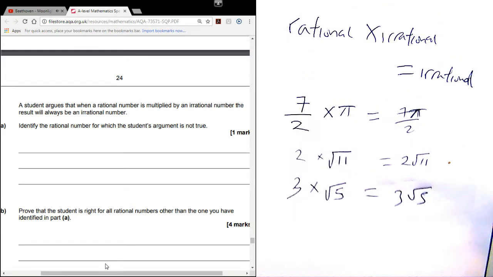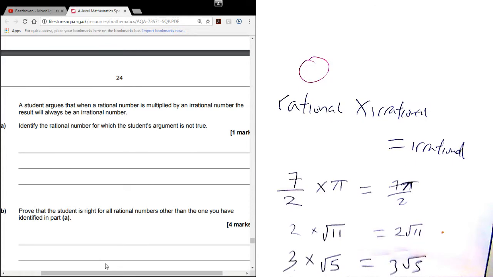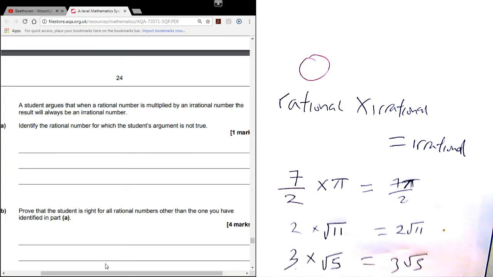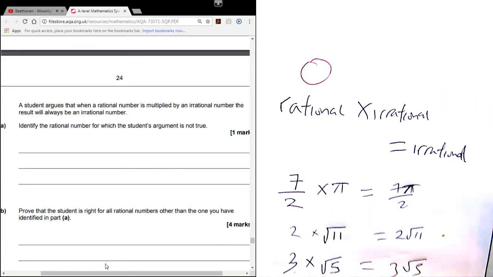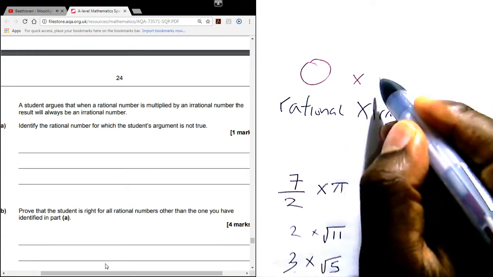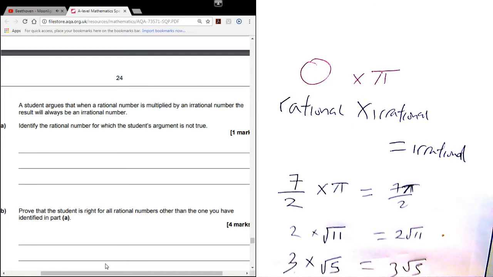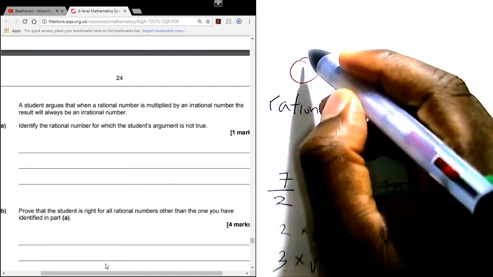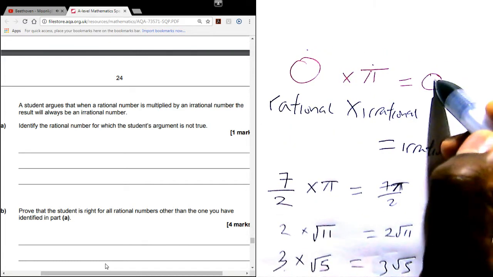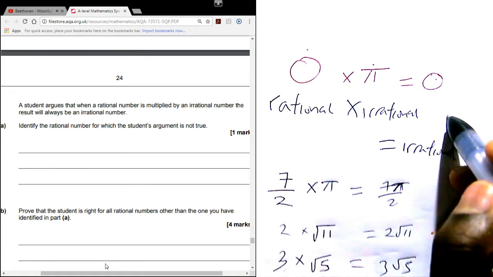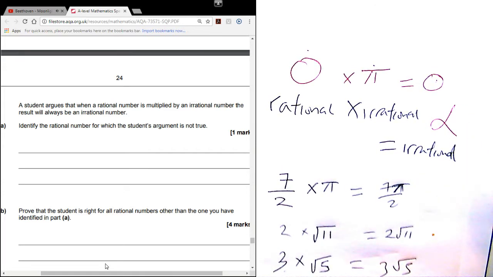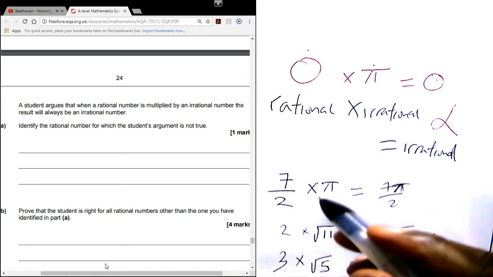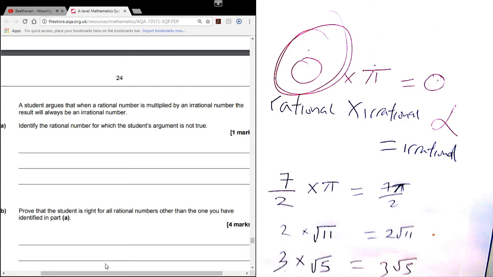Because if I decide to use a rational number of 0, of course, you agree 0 is rational. You would agree with me that 0 is rational, right? Because we know what it is. It's 0. And you multiply that by an irrational number, pi, you're definitely not going to get 0 pi. You're just going to get 0. So this is rational, irrational, and the answer gives rational, not irrational. So he must have been wrong. He must have failed with that generalization. So that's the rational number, this one, for which his argument would fail.